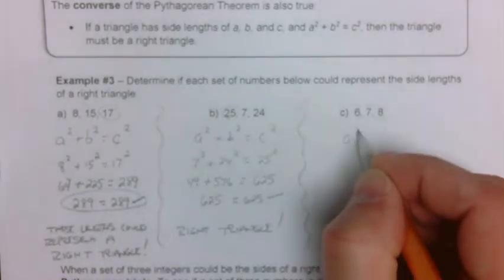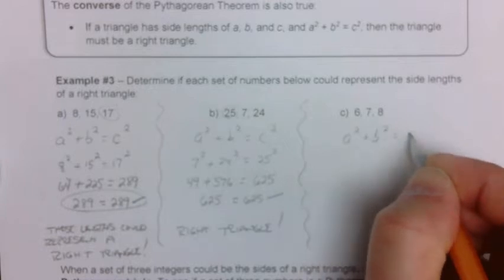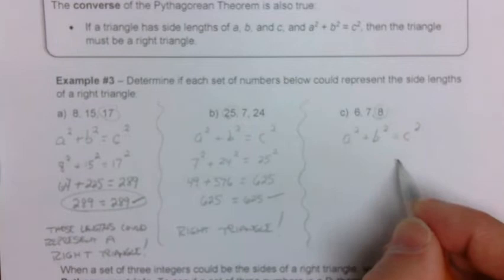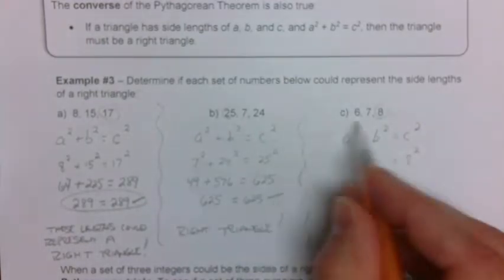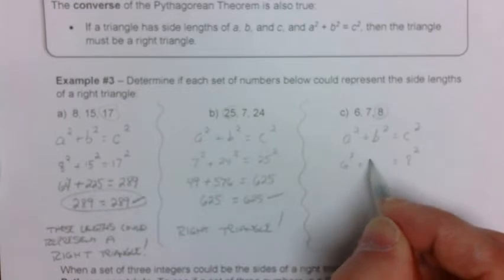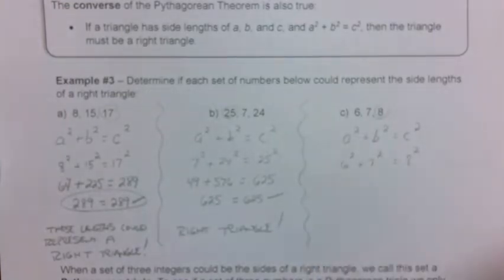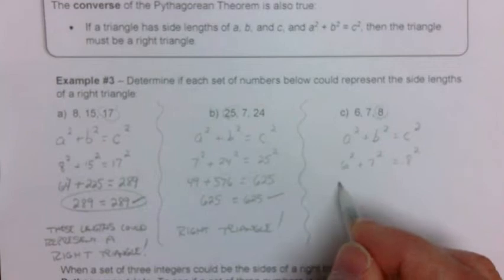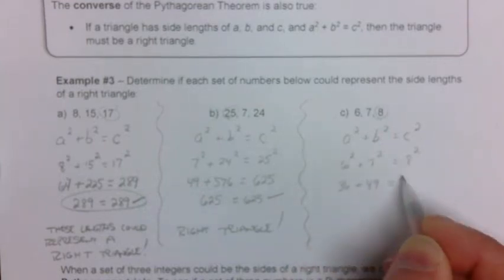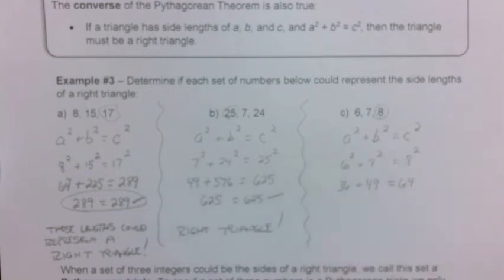Well, again, a squared plus b squared equals c squared. Your hypotenuse needs to be the biggest number, which in this case is 8. A and b will be the other two numbers. They're the legs, 6 squared plus 7 squared. And now let's square everything. 6 squared is 36. 7 squared equals 49. And 8 squared equals 64.